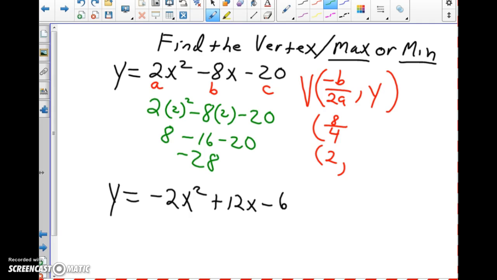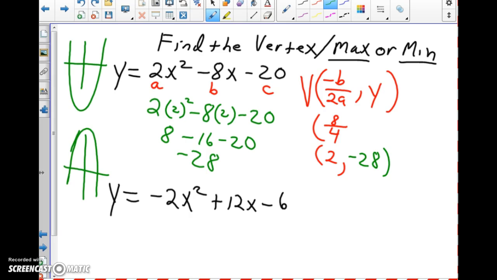The vertex is at 2, negative 28. Right there, that's my vertex. You're going to put a b there. And here's the graph now. If I drew the graph, I know that this vertex way down here would be at the point 2, negative 28.